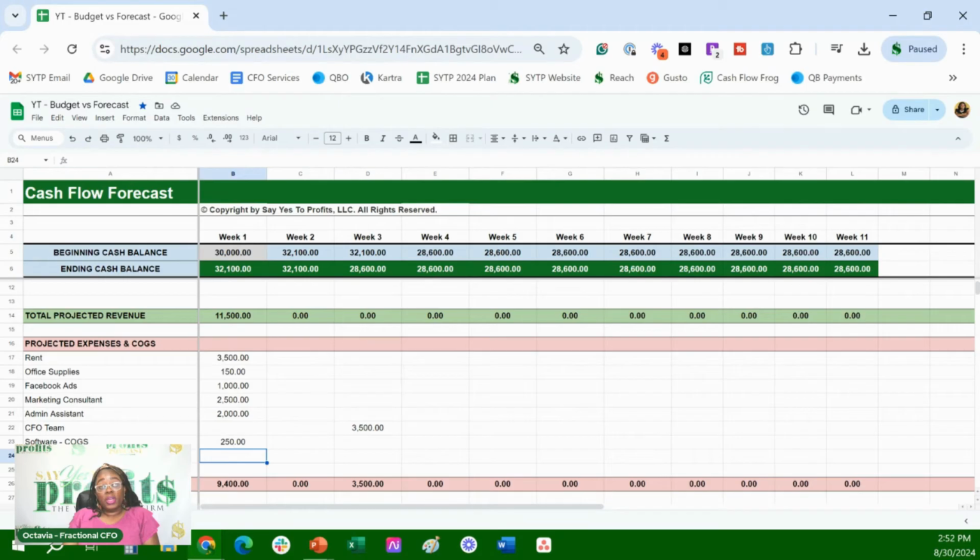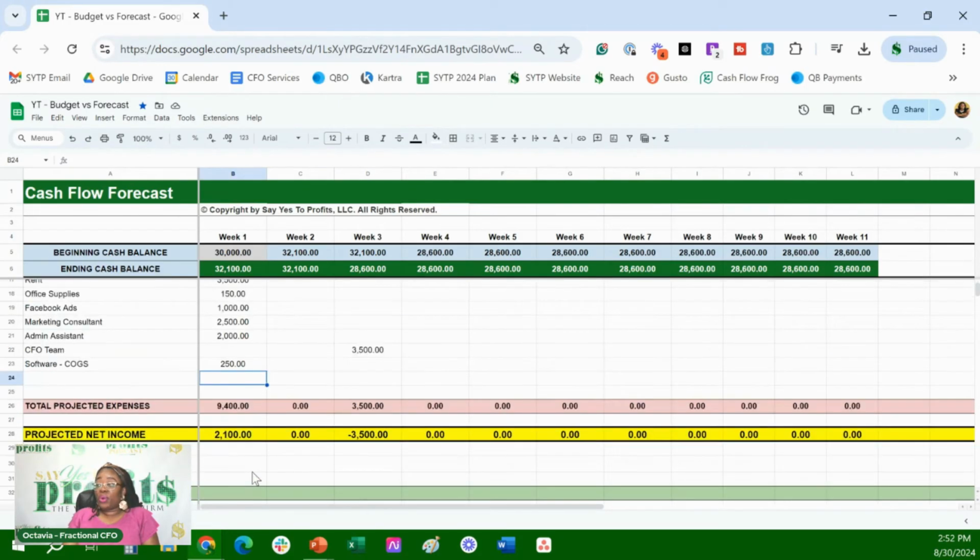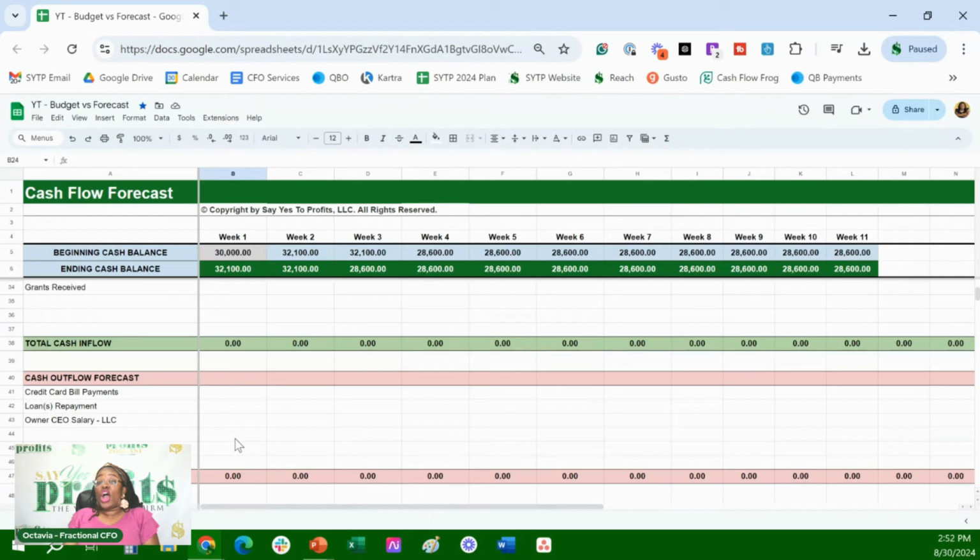Your total expenses for this week, $9,400. Now you have a net profit of $2,100, but you're not done. Now you have to enter other ways money is going to enter and exit your business. So let's say you have a credit card payment that you have to pay and you want to receive a payment yourself. So you enter those.